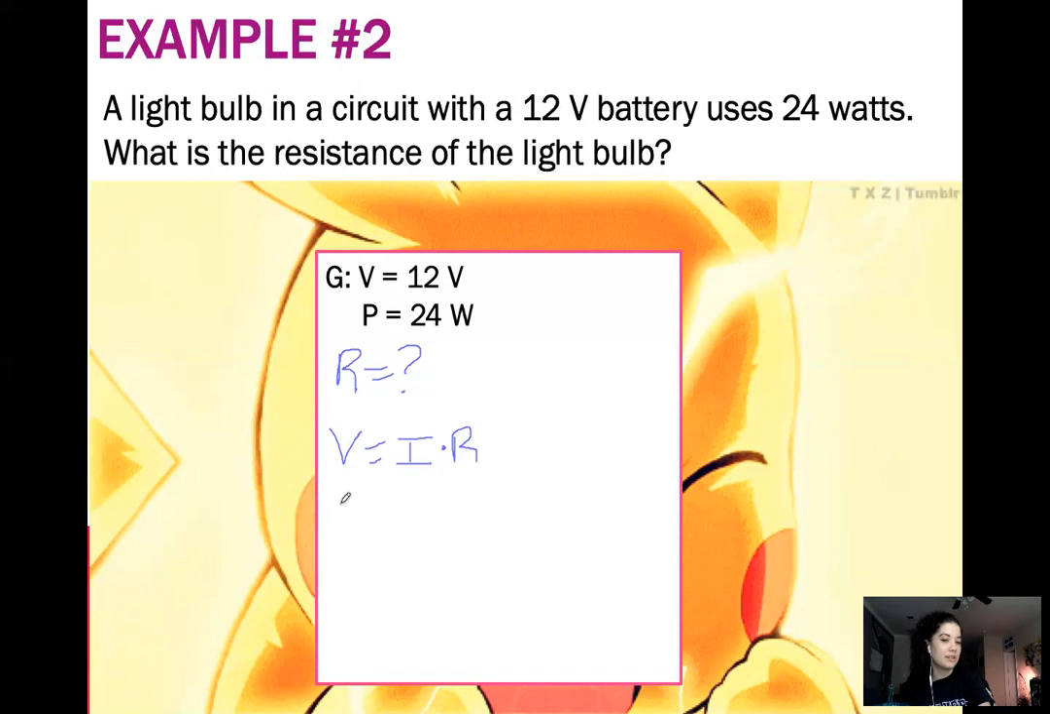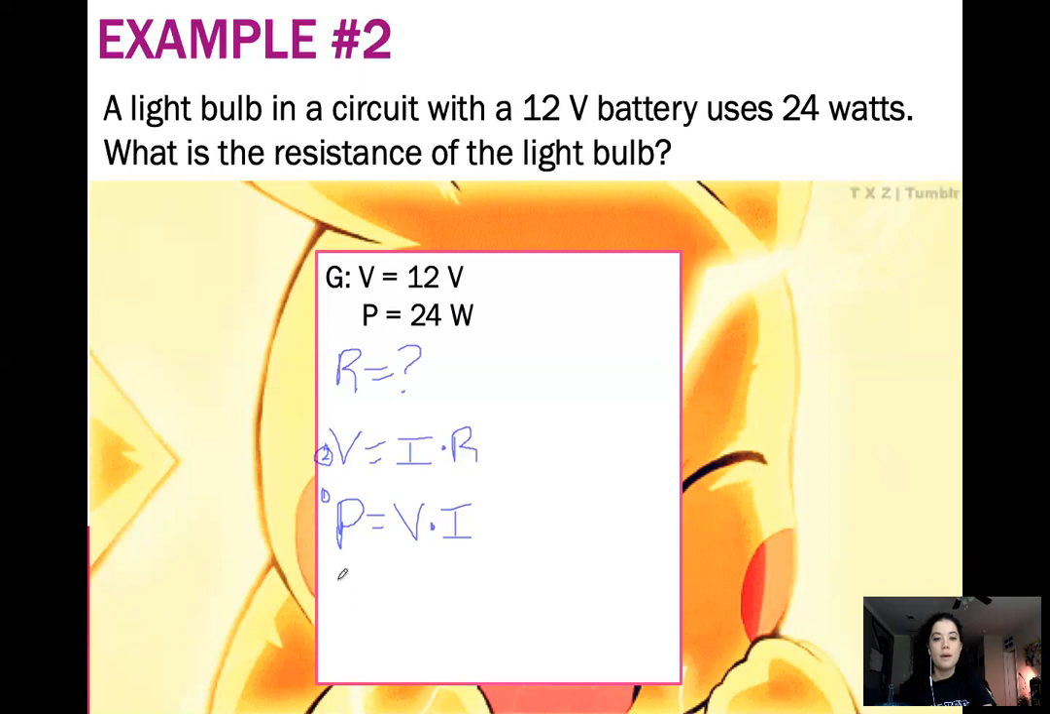Well, we just learned that power is equal to V times I. So if I use this formula, we'll find I that we can then plug into this formula to solve for R. This is one of those problems, it's a couple of steps, but they're pretty easy. So we'll do this one first and then this one second to get to our final answer.